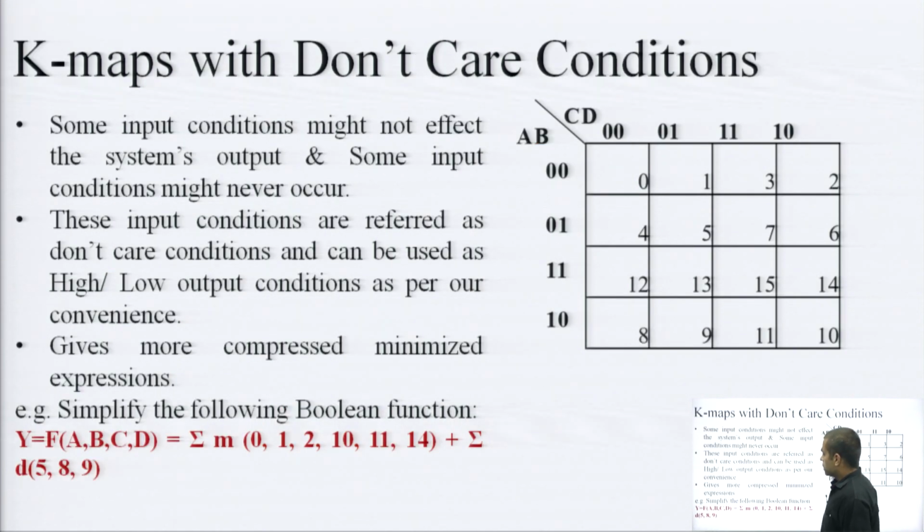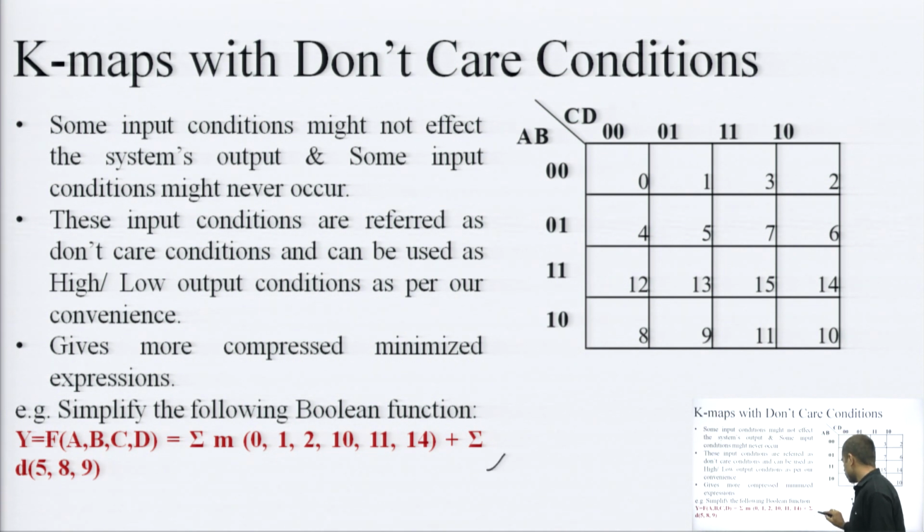So, K-map with don't cares, this is another concept. If we have some cases which do not affect my output, that means some input conditions might be there which do not affect my output, or I might never apply these conditions. So, these can be treated as don't care, that means I do not bother whether these are treated as 1 or treated as 0. These input conditions are referred to as don't care conditions and can be used as high or low output as per our convenience. If I want I can use it as 1, if I do not want them I can use it as 0. So, it gives me more compressed and minimized expressions.